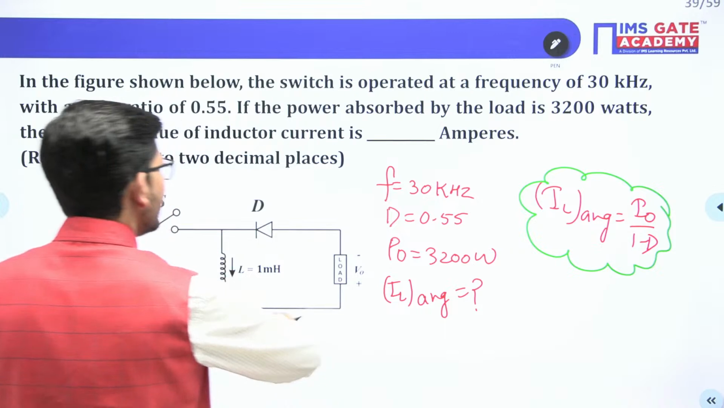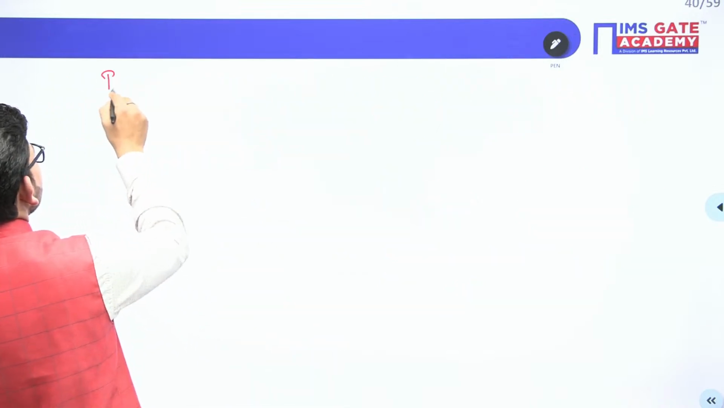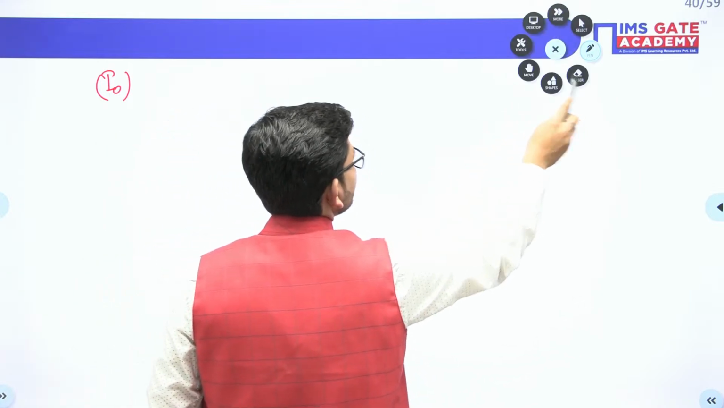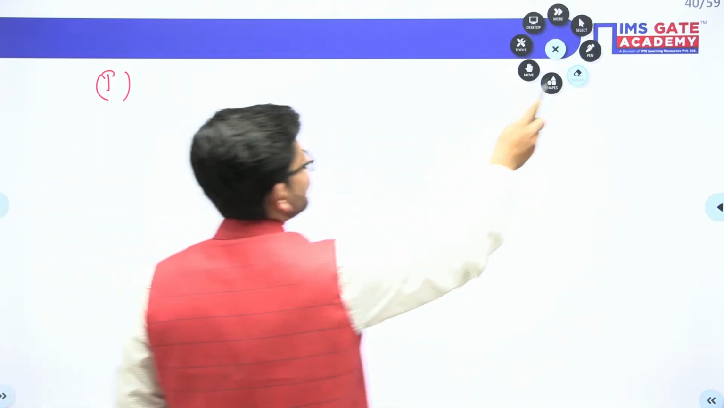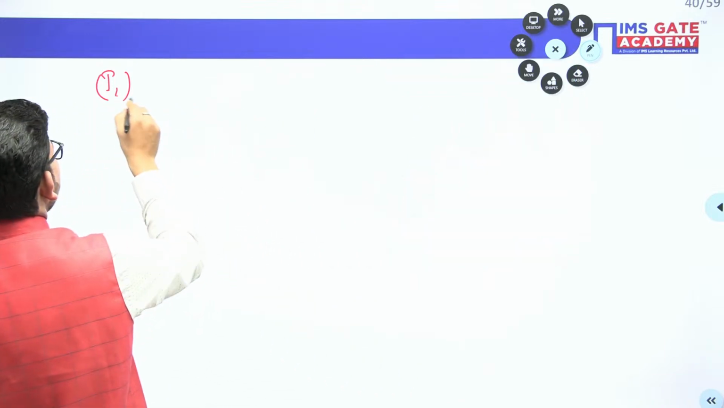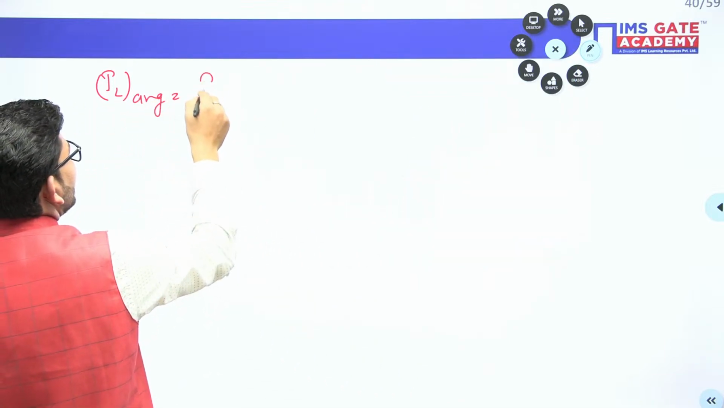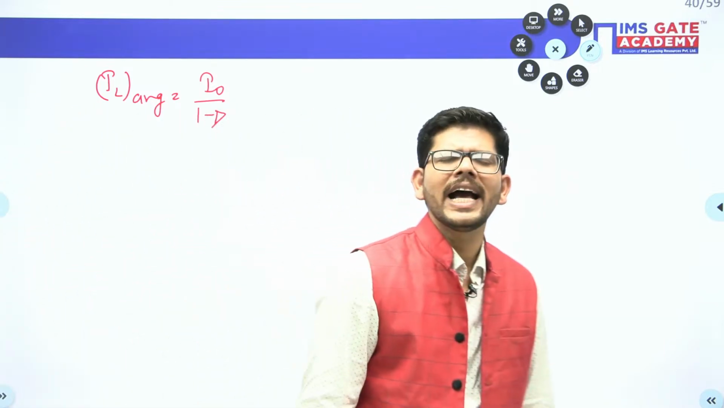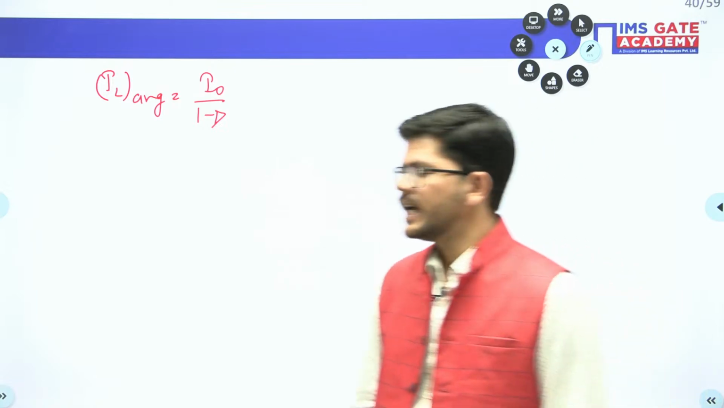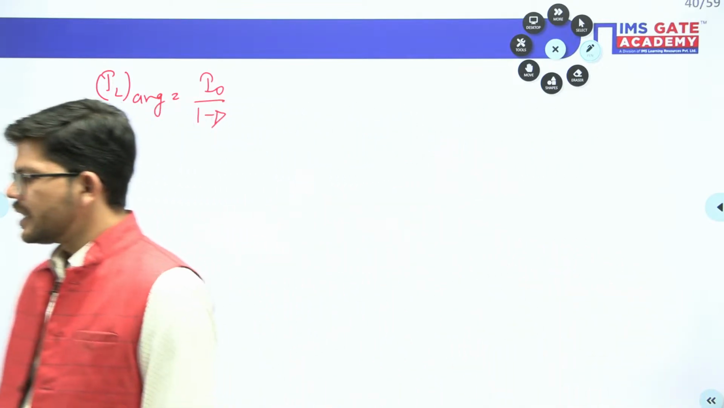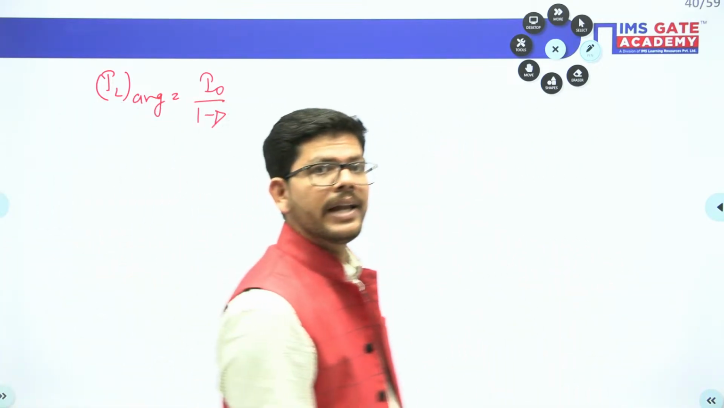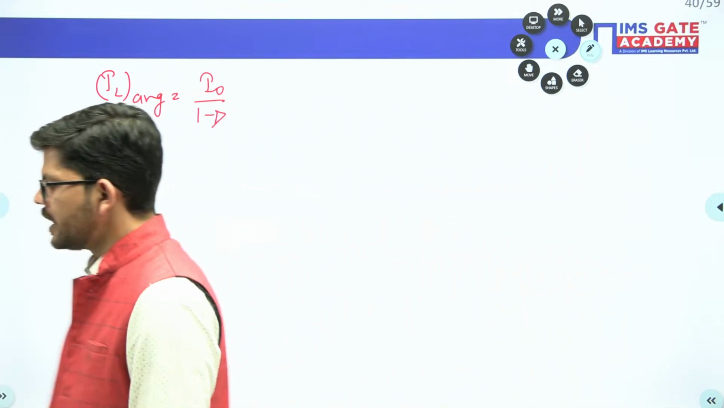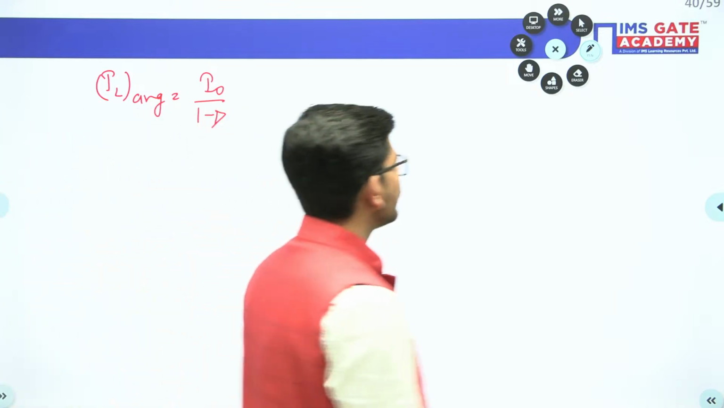Now we have the required formula, and that is IL average is I naught upon 1 minus D. So the D value we have, but do we have the value of I naught? No, we don't have. So we have to calculate the value of I naught. So how do we calculate the value of I naught?